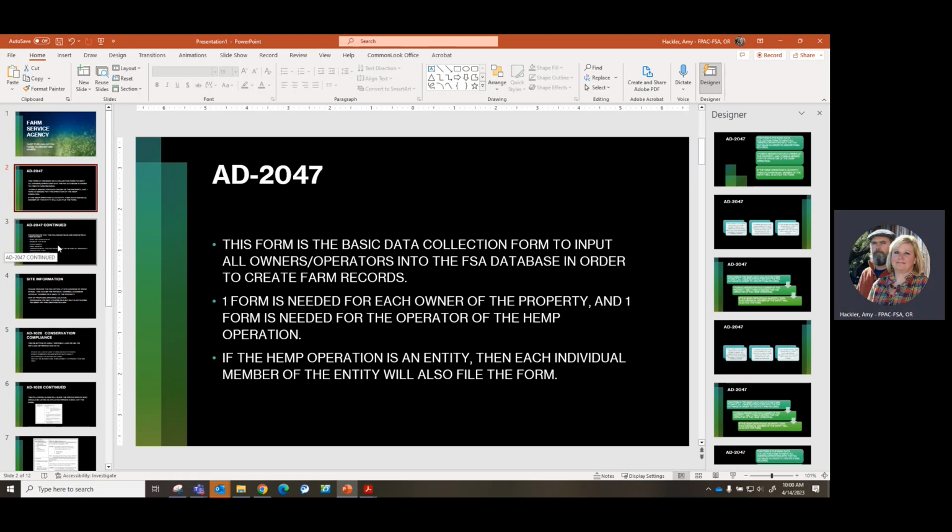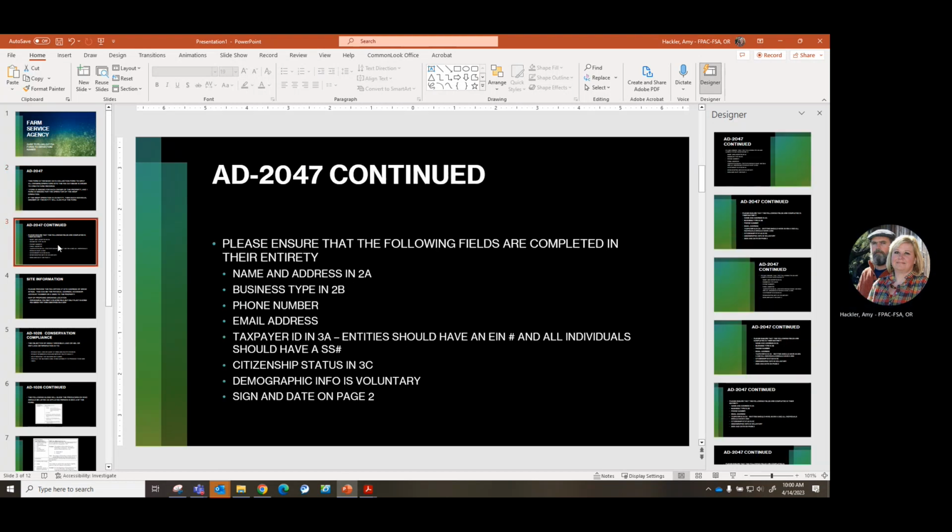Also, for entities that are the hemp operator, you will need one for the entity and one for all members. We encourage you to fill this form out in its entirety so that we aren't calling you or emailing you for additional information. Name and address in box 2A, your business type in 2B.